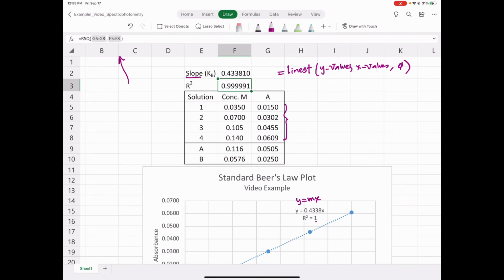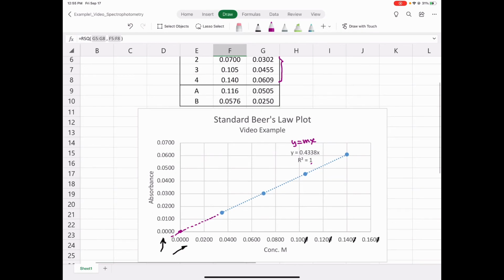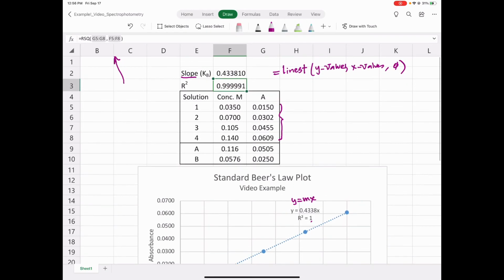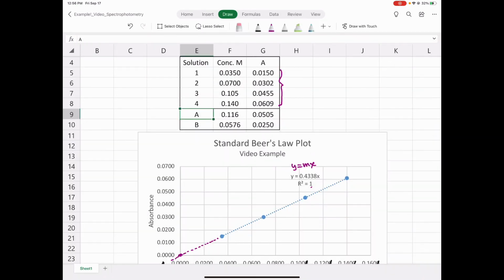It's not exactly 1 as the graph shows, but it's pretty close to 1. That's because I made this data up and I made it so that the points follow the straight line really well. I just made slight modifications so that it is not giving me 100% correlation, but it's very close. So anyway, now remember the points A and B, you're trying to calculate the concentrations.